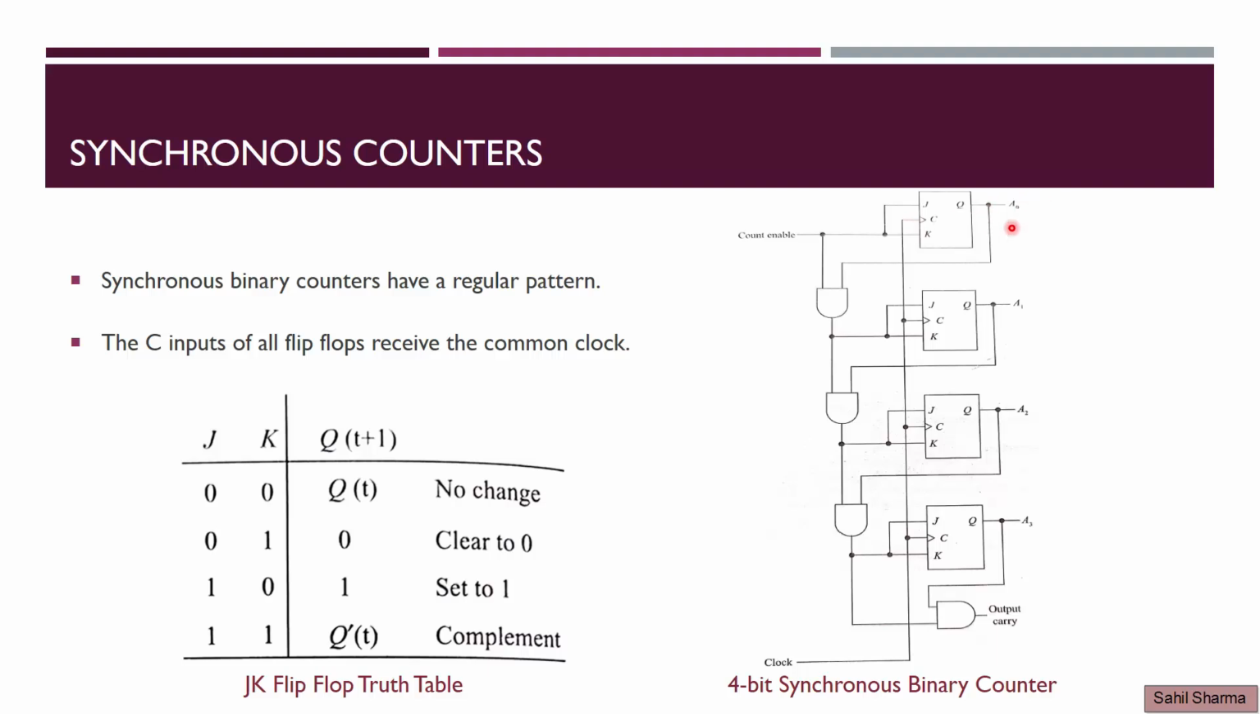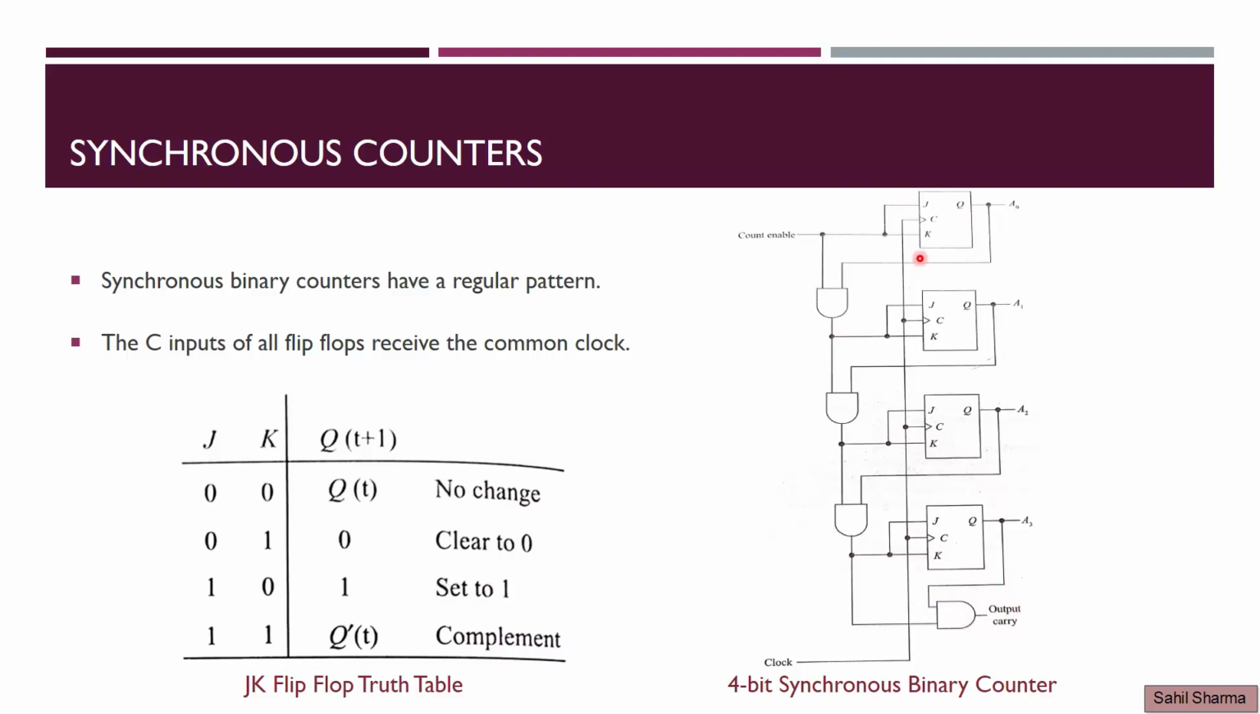The output of the first flip-flop A0 is connected with the AND gate and the count enable value for the second flip-flop, and this continues. The output A1 is used for the A2 input, then the A2 value is used with an AND gate for the A3 input, and the final output carry value is calculated here.